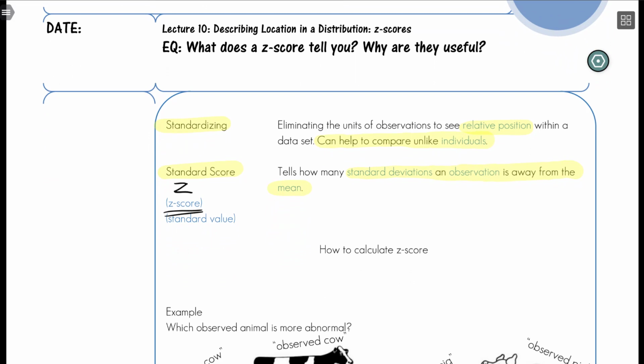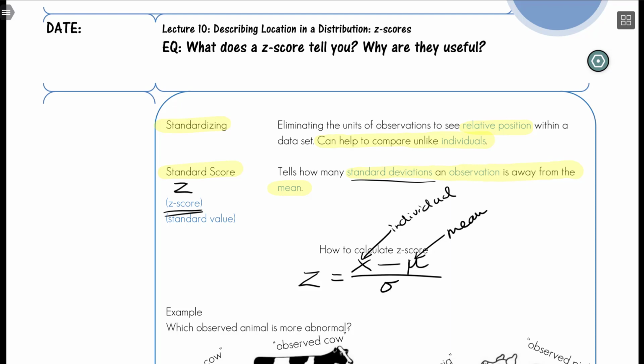Well, if we're looking at how many standard deviations we are away from the mean, we start off by saying, let's take our individual, that's X, and we need to see how far away from the mean it is. So we take away the mean. That's how we see distance. We do some kind of subtraction. So we say X minus mu, the individual, the observed value, minus the mean, and then we divide it by standard deviations, because what we need to do is put it in terms of standard deviations. So super simple. Z is X minus mu over sigma.